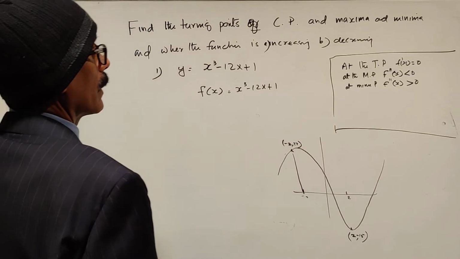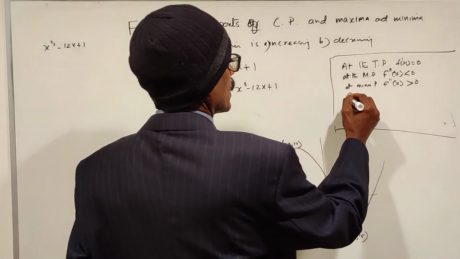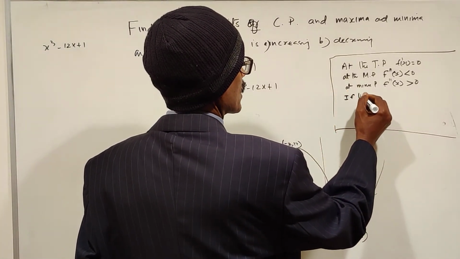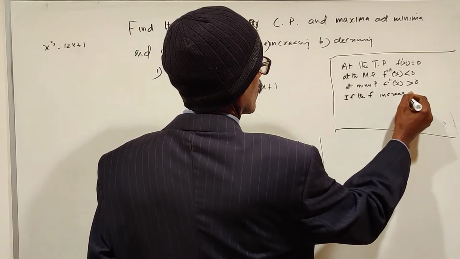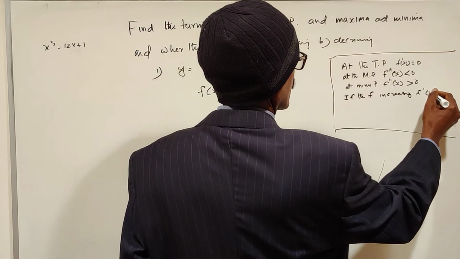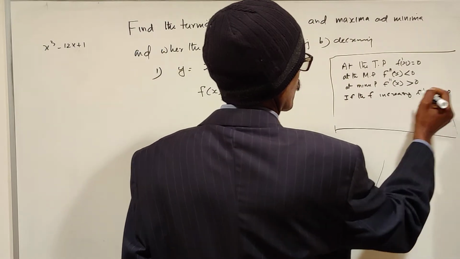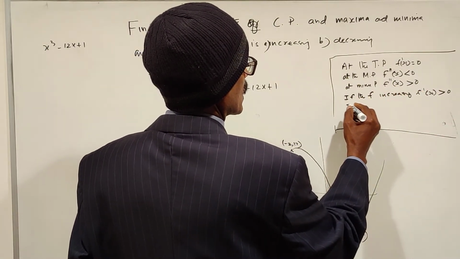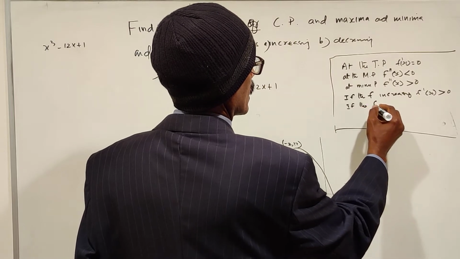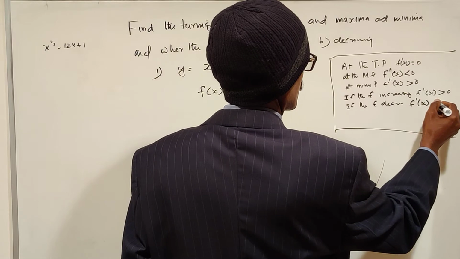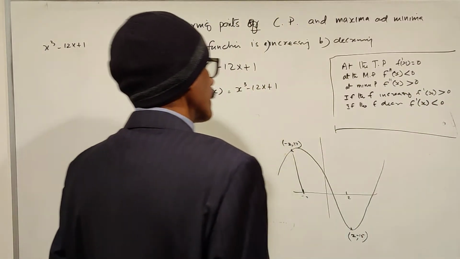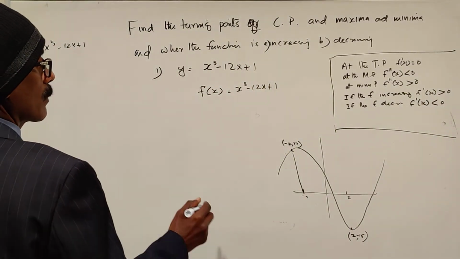So, if the function is increasing, what is that? F dash x is greater than 0, positive. If the function is decreasing, f dash x is negative. Okay? Those are the two things you need to remember.